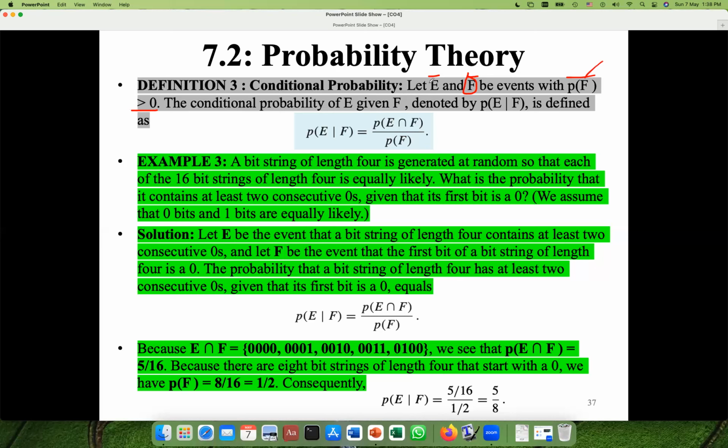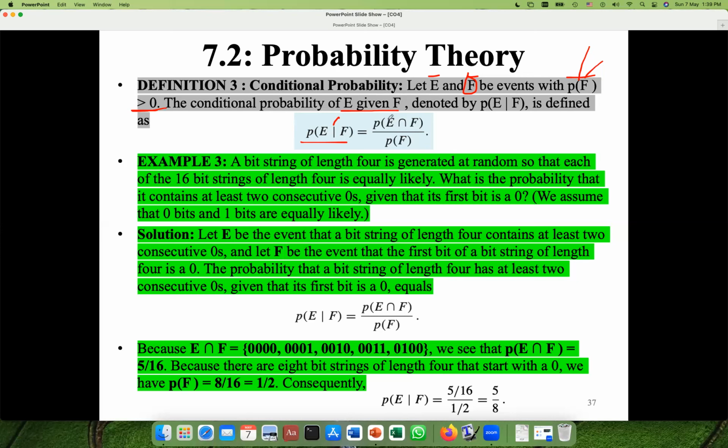Now, in conditional probability, E and F are 2 events, and the probability of the second event is given to you. The probability of F greater than 0 is mentioned here. Then the conditional probability of E given F, you can represent it as probability of E given F. This is the sign for the given. Whenever this sign is there, it means that F is given and you have to calculate the probability of E.